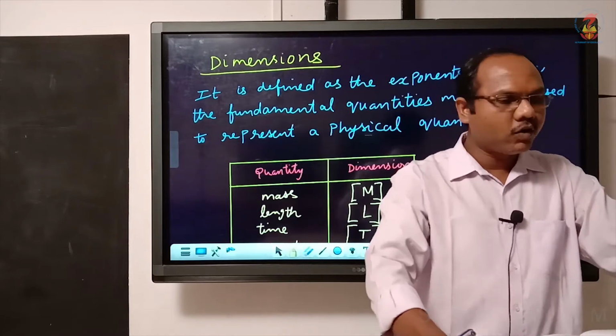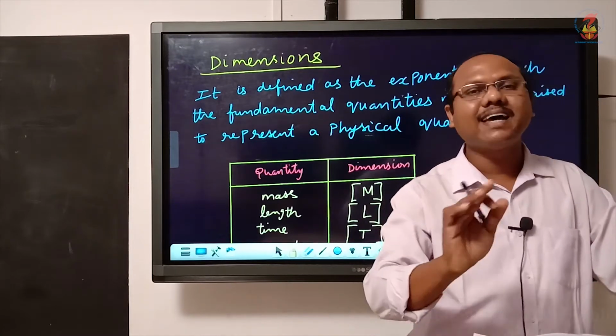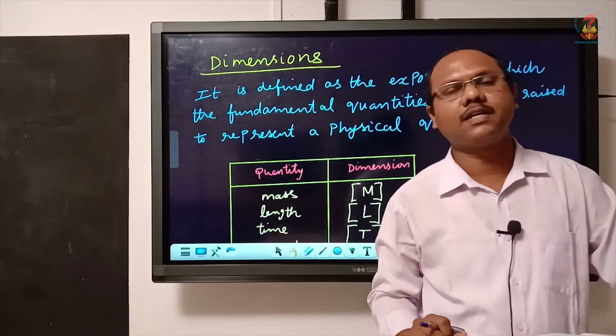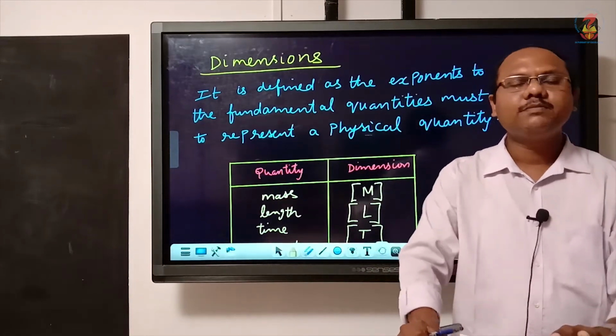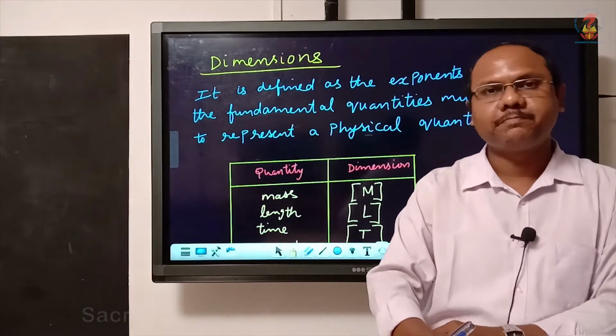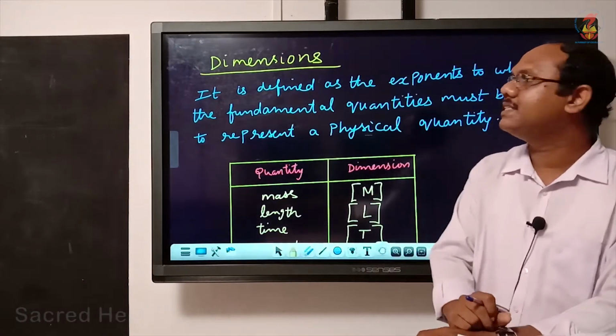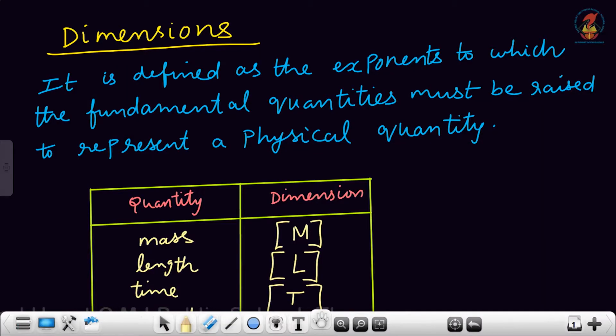Today we are going to discuss dimensions of a physical quantity. What is meant by dimension? Dimension is defined as the exponents to which the fundamental quantities are to be raised to represent a given physical quantity.